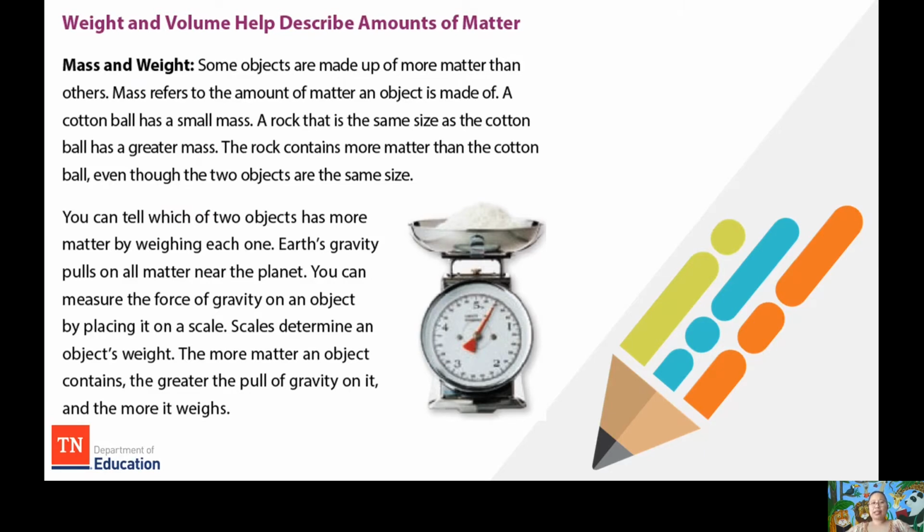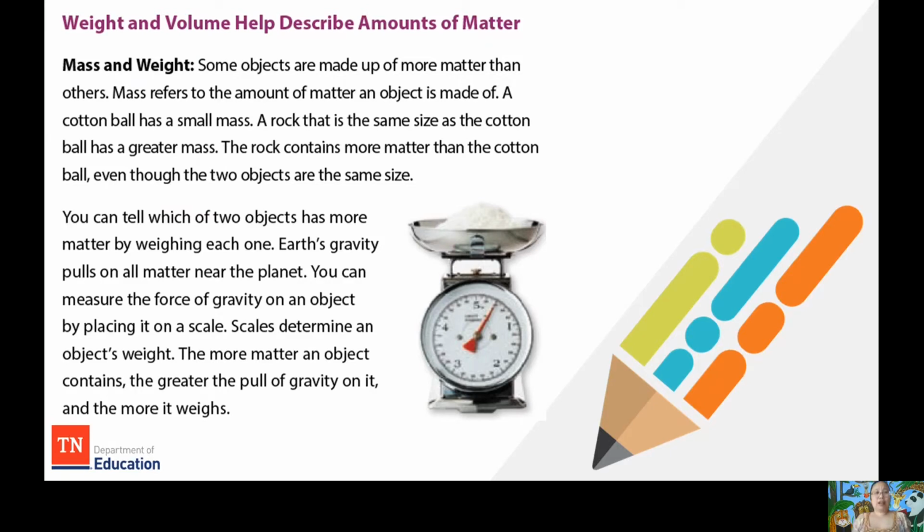So that's really important that we understand that mass isn't about the size of the object, but really about how much stuff is inside of it, how much matter is there.